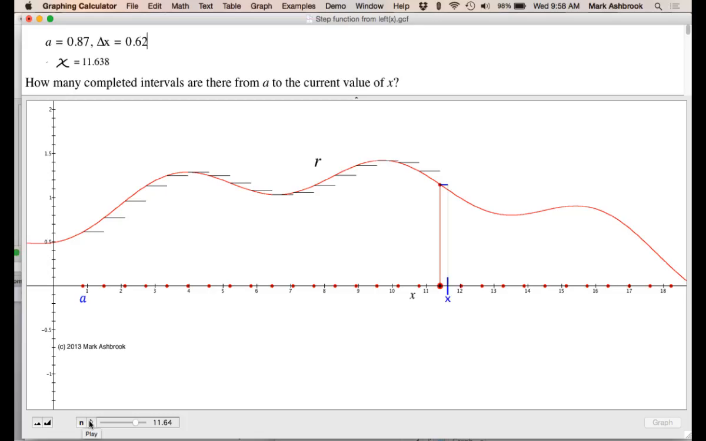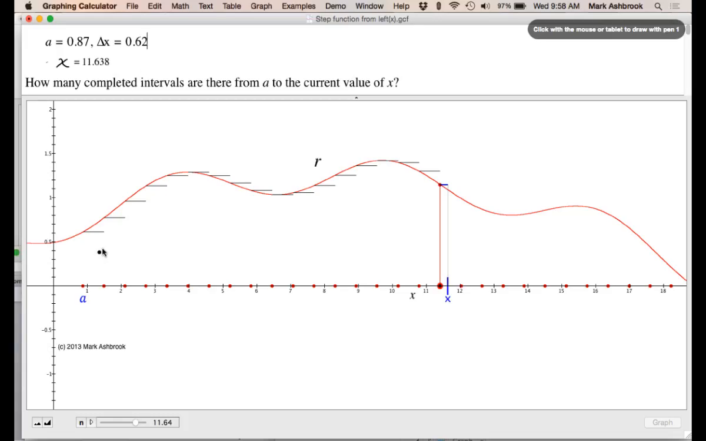How many completed intervals do we have for this current value of x? Can you see that there's a number of completed intervals and then x is in some current interval? So there's going to be a partial interval according to the current value of x. So the question is, how many completed intervals are there starting at A to the current value of x? How many are there if A is 0.87, delta x is 0.62, and we're at x equals 11.638? How many completed intervals are there?